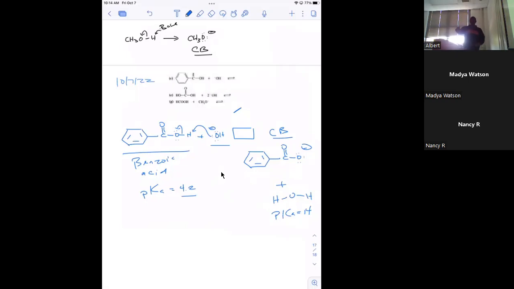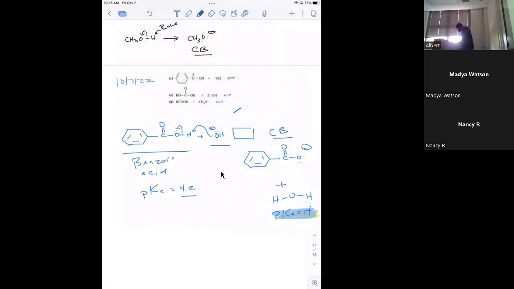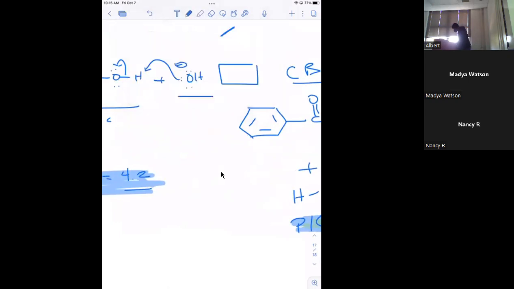So which way is the equilibrium going to shift? Towards the product, because in the product, the conjugate acid is the weaker acid. Water has a pKa of 14. This has a pKa of 4.2. So the equilibrium is going to slide this way. Anybody not following that? Equilibrium favors the weaker acid. So benzoic acid is a better acid.